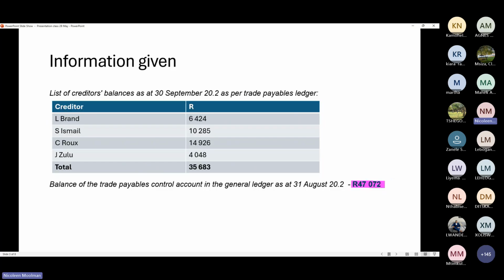I will just continue. In the information given, they gave us the list of creditor balances as at the 30th of September 22, as per the trade payables ledger. There were 4 creditors, and the total amounted to 35,683. What they also gave us was the balance of the general ledger as at 31st of August 22, which was 47,072, highlighted in purple there.